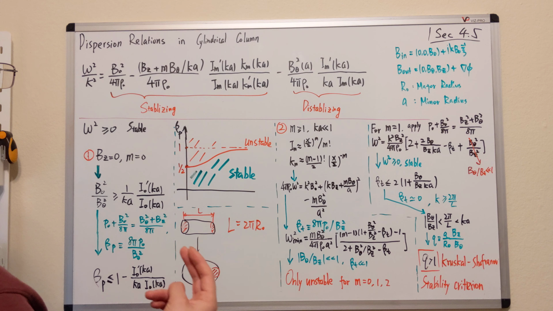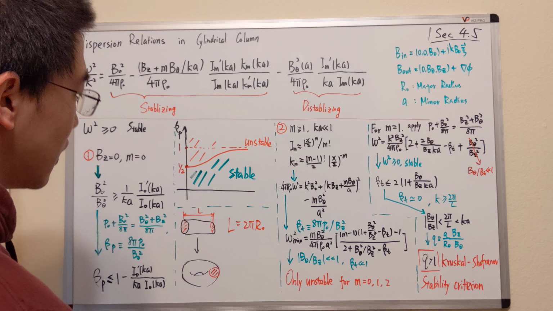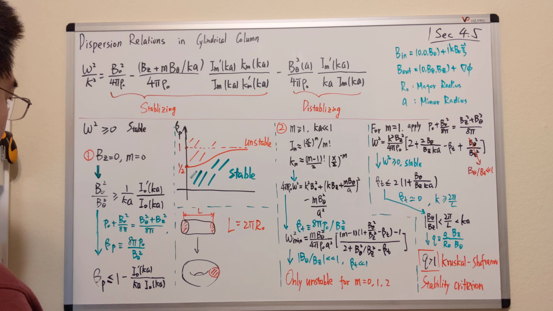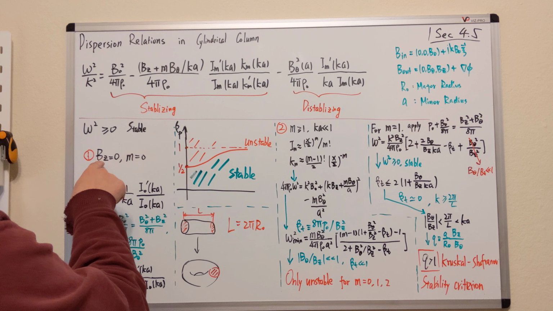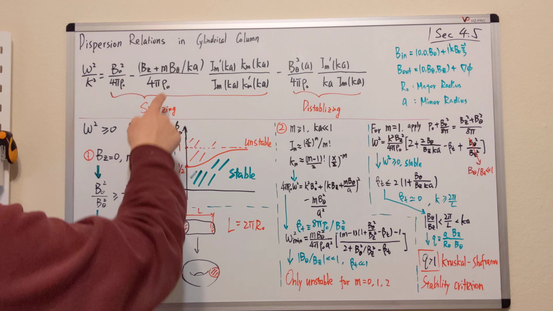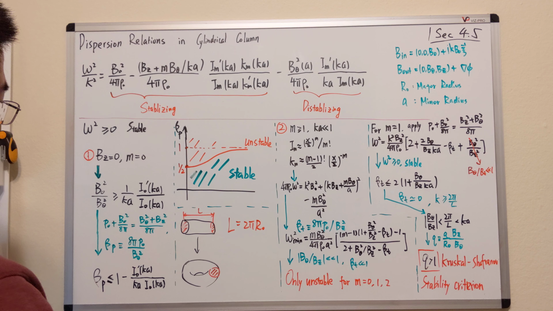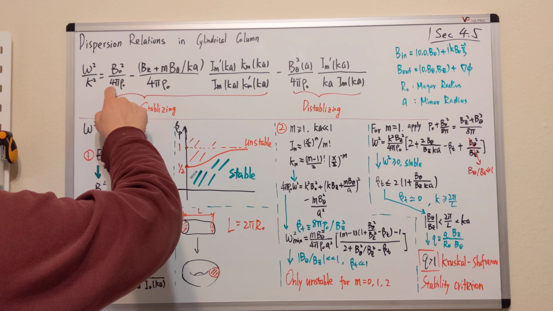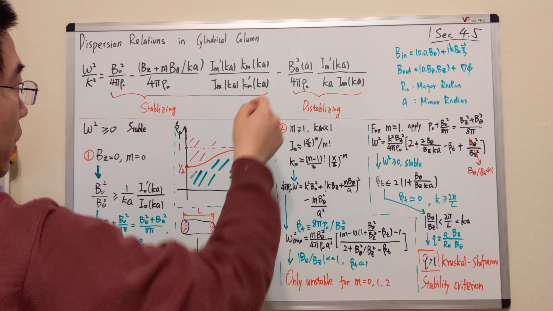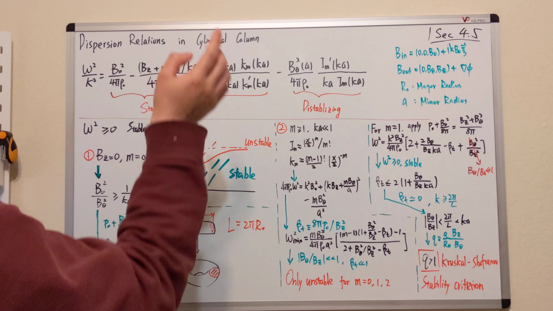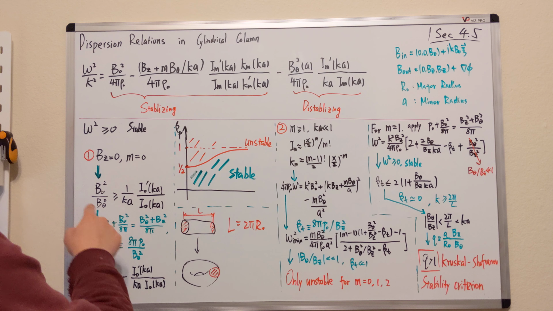So based on this dispersion relationship, let's study two specific cases with a certain approximation. Let's first study Bz equals 0, m equals 0. As you can see, with Bz equals 0 and m equals 0, this whole term will be gone, so we'll make our life much easier in studying it. Basically, this term plus this term is greater than or equal to 0. So after some algebra, we arrive at this.